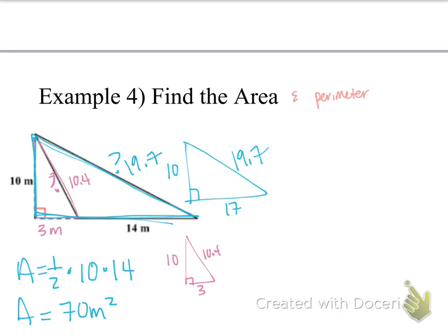So then I add all of my real sides, so 10.4 plus 14 plus 19.7. So you can kind of work different right angles in this one when it's shifted over like this to find pieces you want. Okay, so my total for perimeter for this would be 44.1 meters.